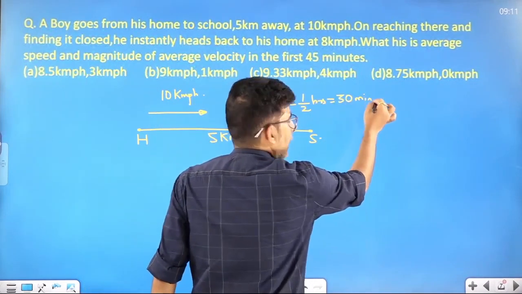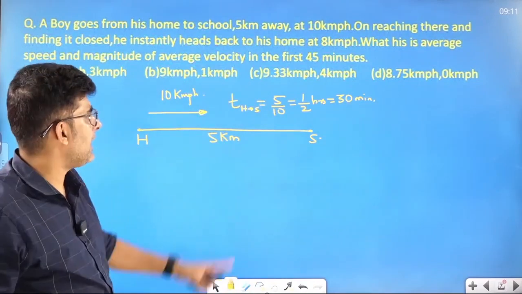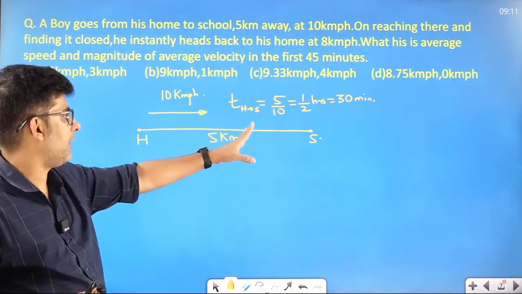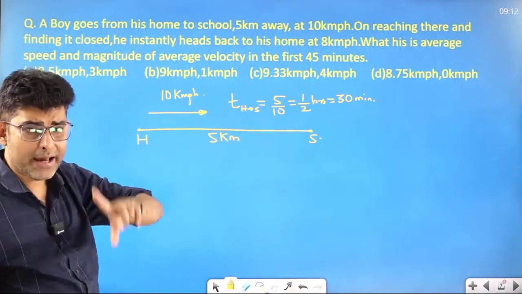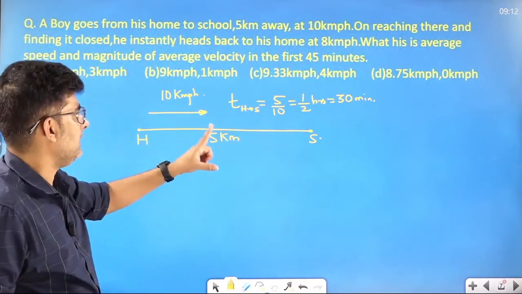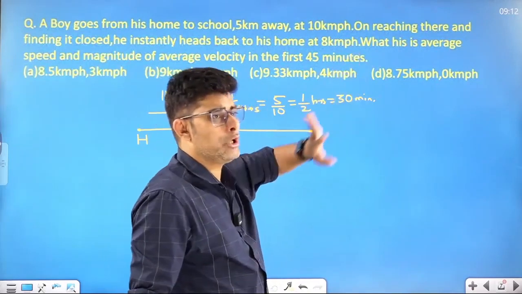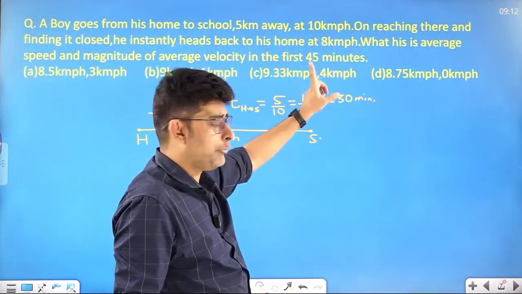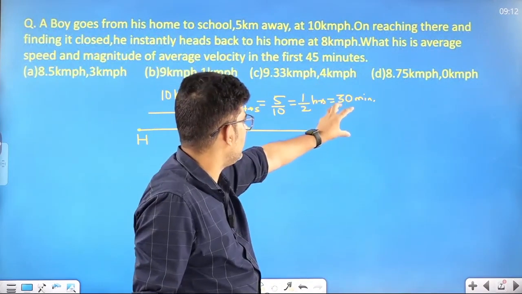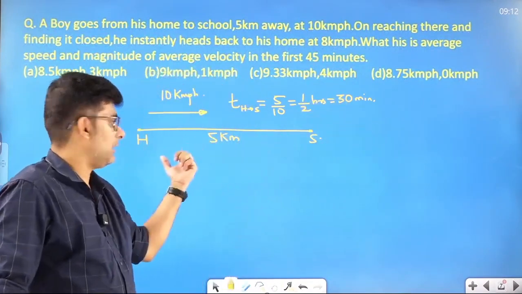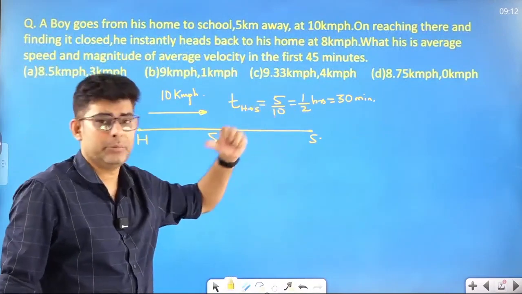1 by 2 hours means how much? 30 minutes. Now, why am I taking this 30 minutes? The reason is, yes, correct, half hour, that is 30 minutes. Why I am taking so? The reason is that total time given is 45. So that means that I have to check how much time has already passed, so that I can see his further motion for the rest of the 15 minutes.